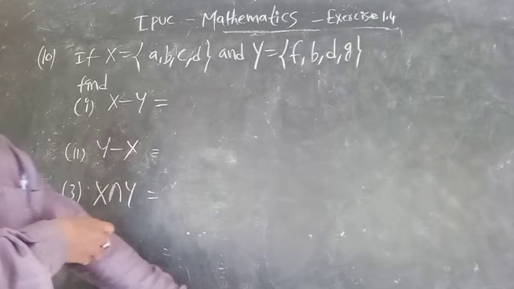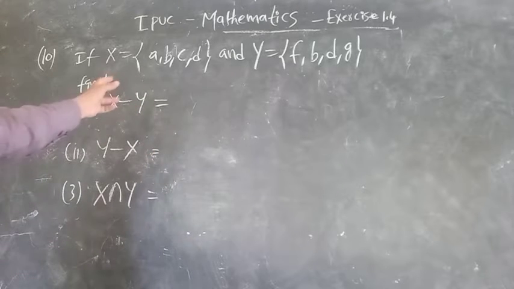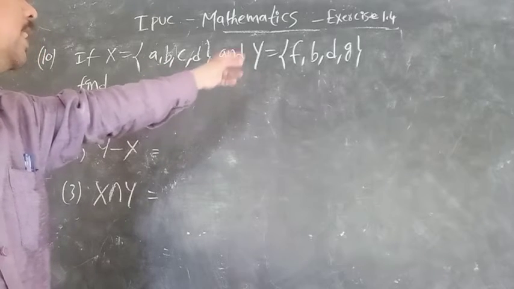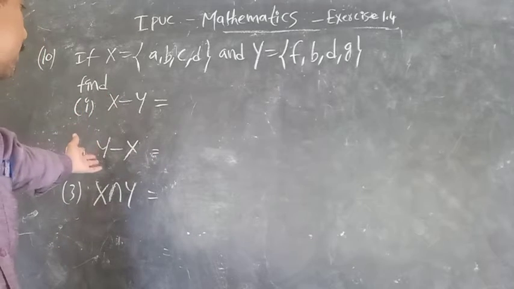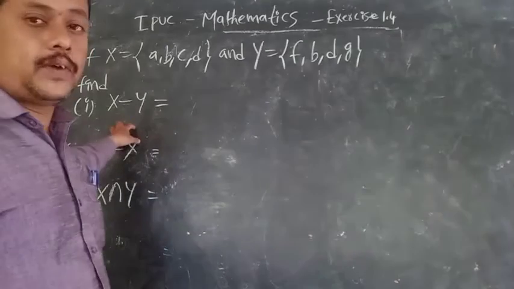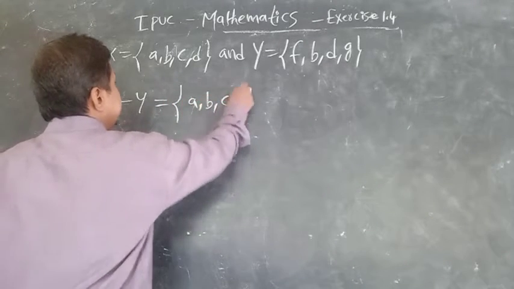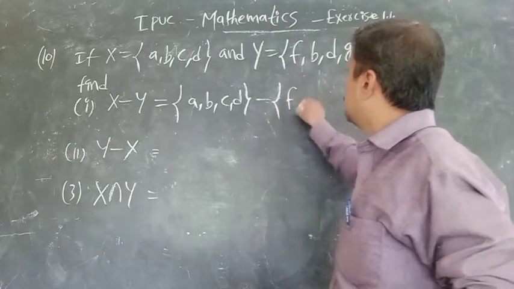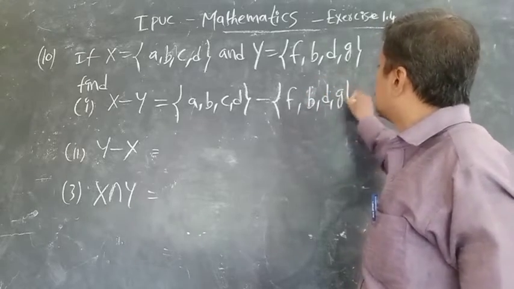Next question, very important for the main examination and also for the test. Question number 10. If X is equal to {A, B, C, D} and Y is equal to {F, B, D, G}, you have to calculate X minus Y, Y minus X, and X intersection Y. First, X minus Y. Write down X: A, B, C, D minus Y: F, B, D, G.